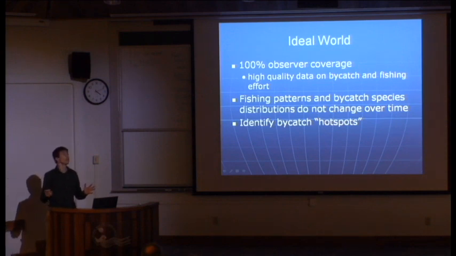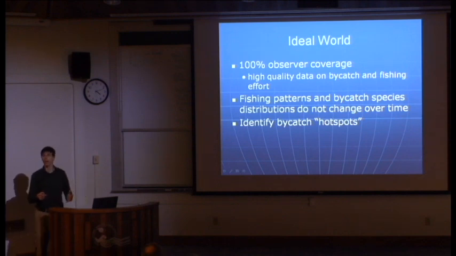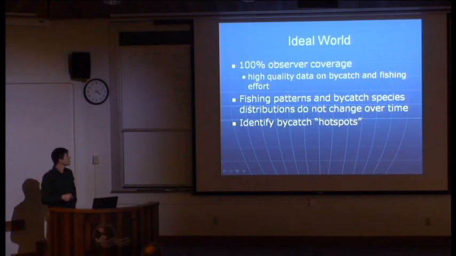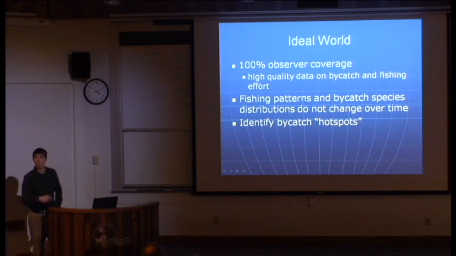Now, in developing a fisheries closure, we can talk about what the circumstances would be like in an ideal world. Here we'd have 100% observer coverage, which would lead to high quality data on bycatch as well as on fishing effort. You'd know where the vessels were fishing and where the bycatch interactions were. And this would allow us to predict or to assess where the problem areas are.